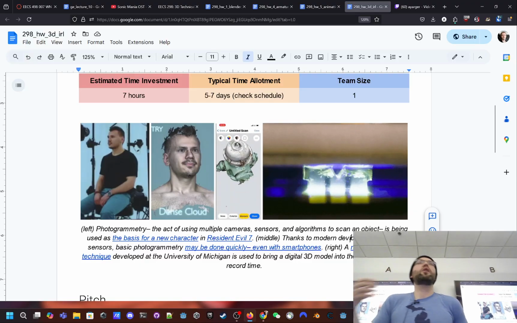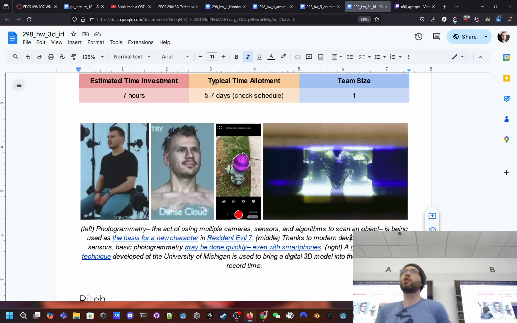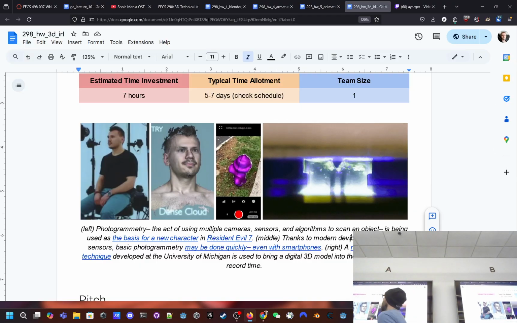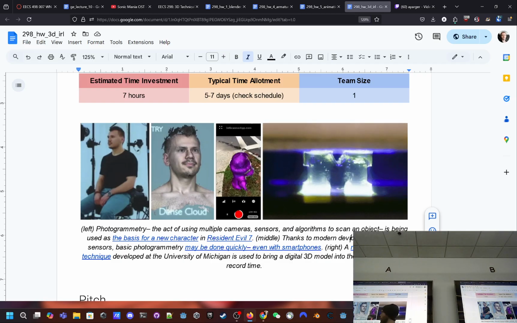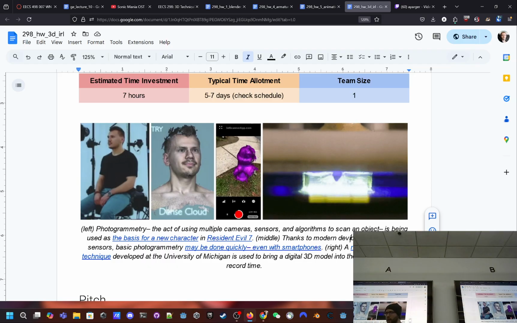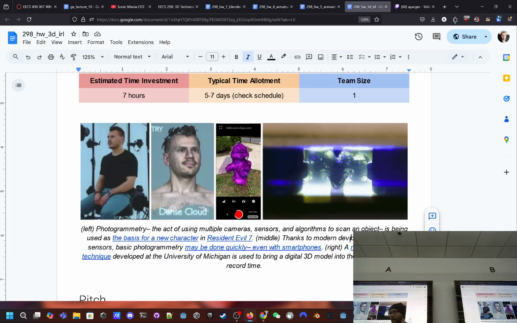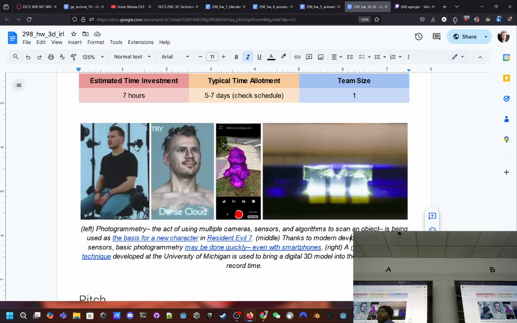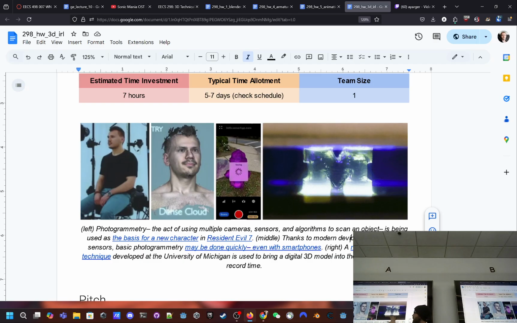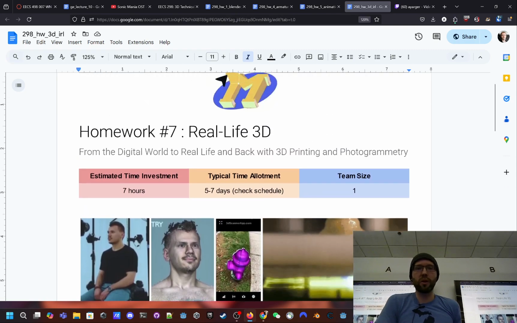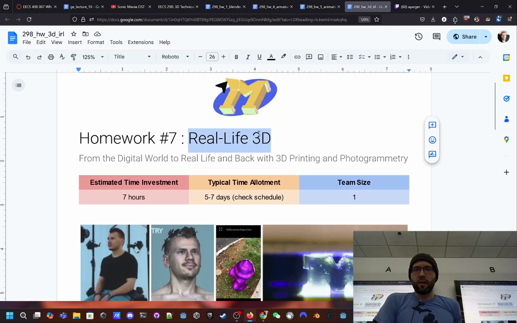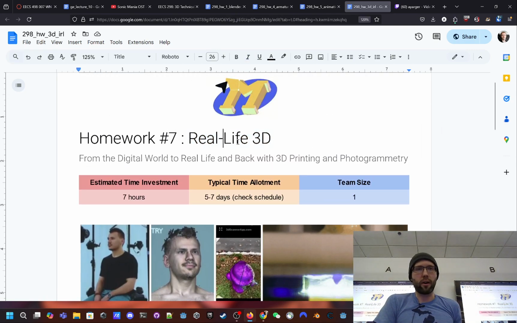So this is our break week in the middle of the semester, where we're going to teach you how to get 3D things from real life into our digital worlds, right? Photogrammetry, scanning, right? But also the other direction. How do we get digital things from the digital world to the real world, right? Which is the opposite. These two things are opposites, and so this homework is just called 3D IRL, okay? I actually should literally call it that, 3D IRL.